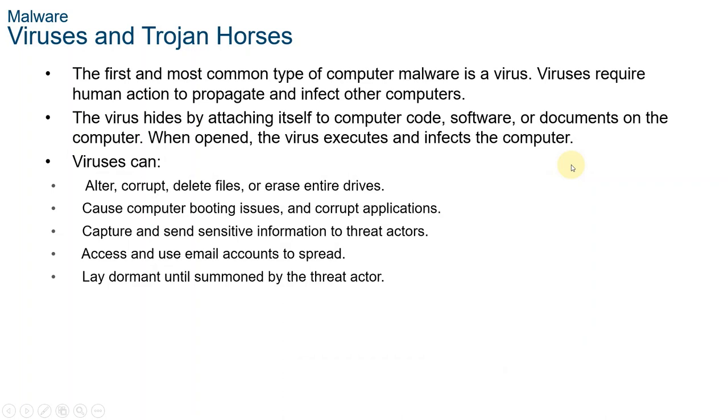All right. So viruses and Trojan horses. The first and most common type of computer malware is a virus. Viruses require human action to propagate and infect other computers. For example, a virus can infect a computer when a victim opens an email attachment, opens a file on a USB drive, or downloads a file. The virus hides by attaching itself to computer code, software, or documents on the computer. So when opened, the virus executes and infects the entire computer system.